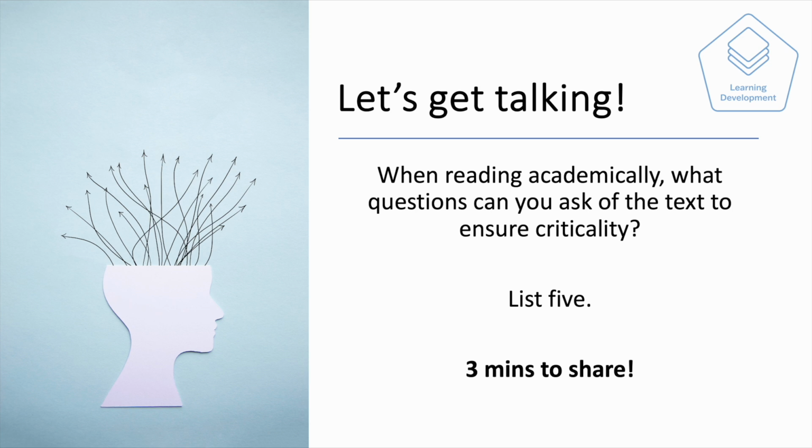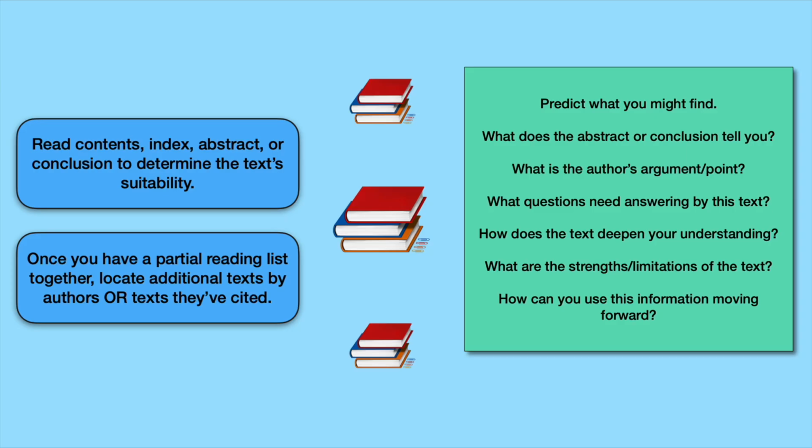Let's get thinking again. When reading academically, what questions can you ask of the text to ensure criticality? List 5 questions, pause the video for 3 minutes. You might want to predict what you might find by reading the title. For journals, we're going to head to the abstract and conclusion. What do those things tell you?